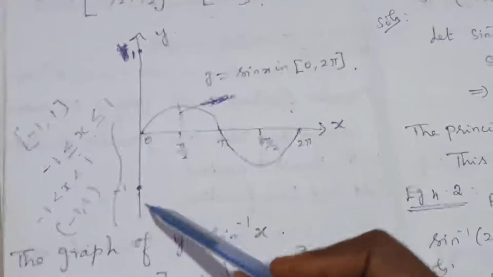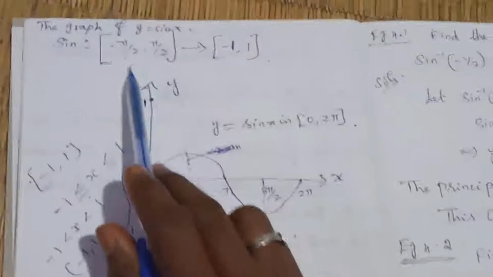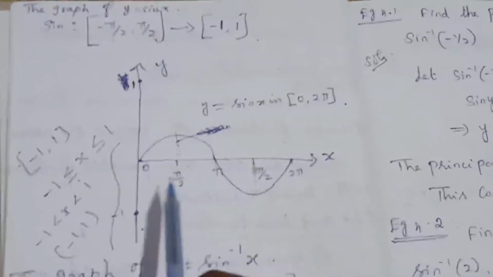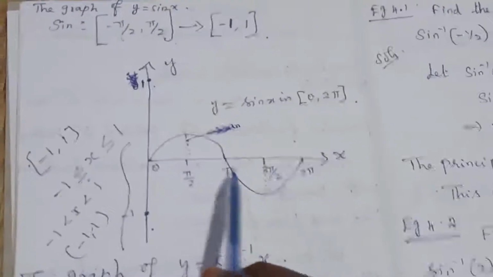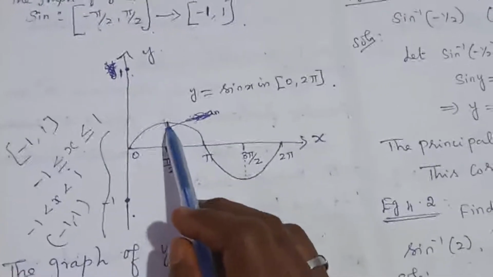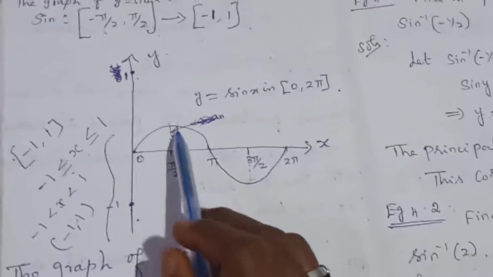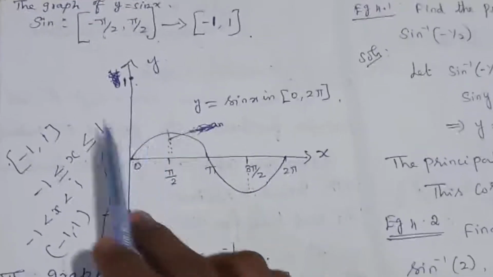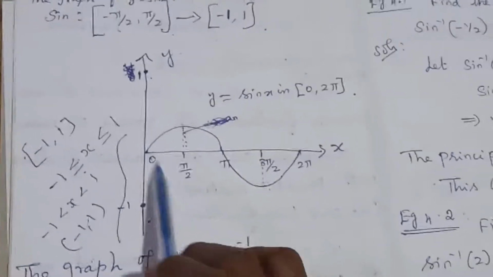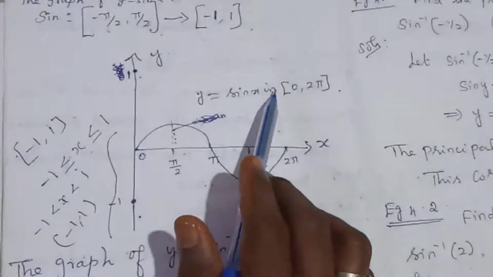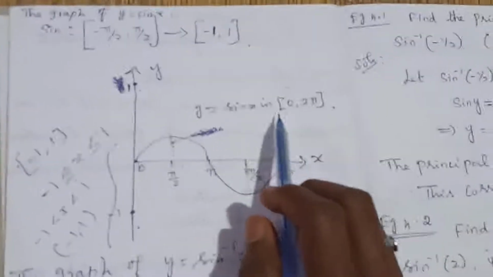So see here -1 and +1. Then the domain is what? -pi by 2 to +pi by 2. Here we plot only the plus part. So 0, pi by 2, pi, 3 pi by 2, 2 pi. So what is the amplitude? The height of the wave is the amplitude. And the sine wave must pass only through 0, pi, 2 pi, because y equal to sin x is passed only in the closed interval 0 comma 2 pi. So 0 to 2 pi.